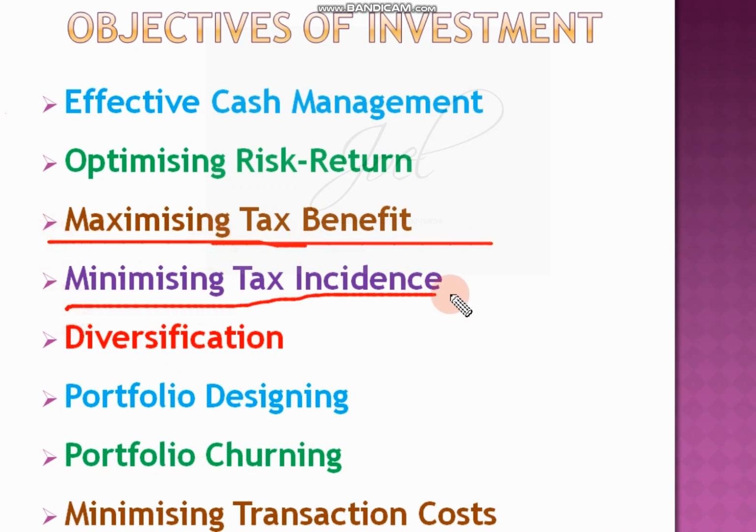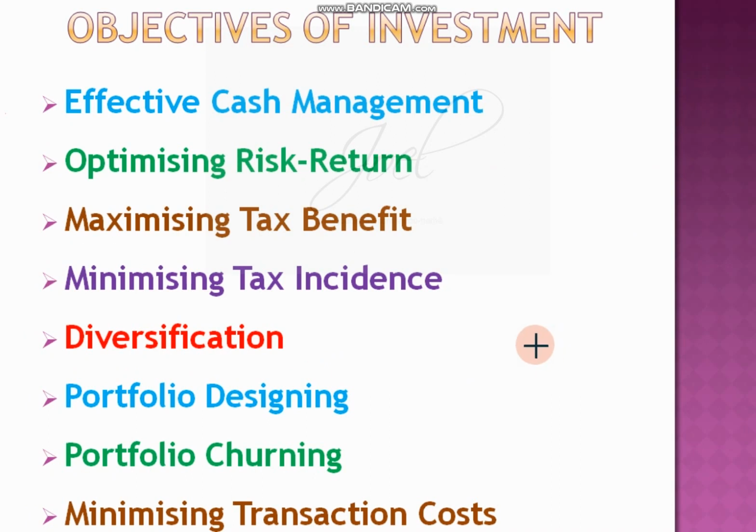Then minimizing tax incidence. Always look at the tax benefits, where you will get more benefits, and at the same time where you can pay a lesser amount of tax. In those investments you have to invest. For example, as I already told, ATC investment.